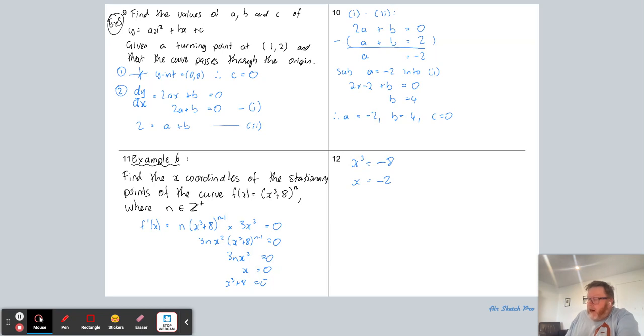So there we go. We've got our two stationary points, i.e. stationary points are at x equals 0 and x equals negative 2, and that is all there is to it.